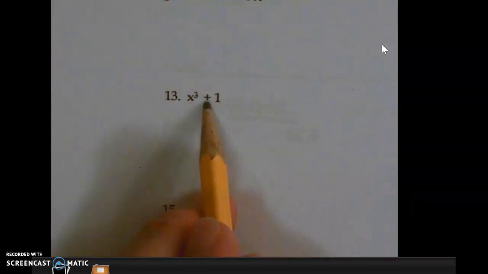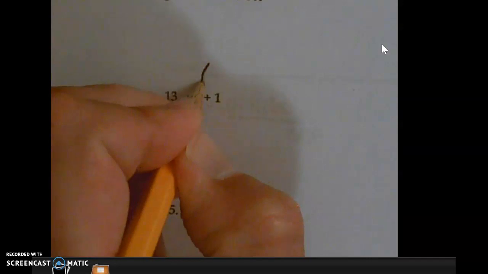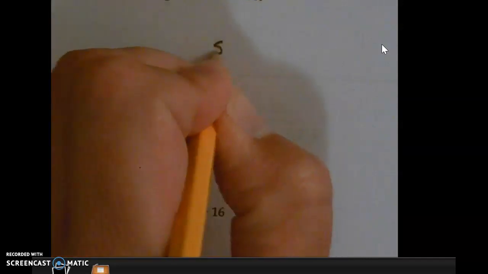Let's take a look at this problem here. Notice it's not a difference. And they're not perfect squares. Well, one is, but x cubed is not a perfect square. But what we have here is a different type of problem. It's called the sum of two cubes.